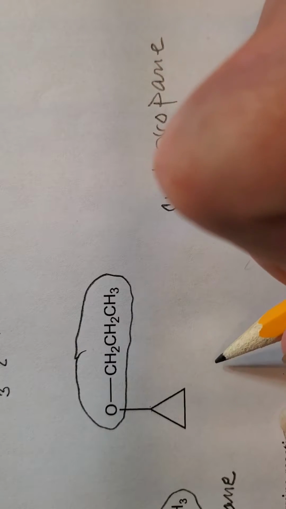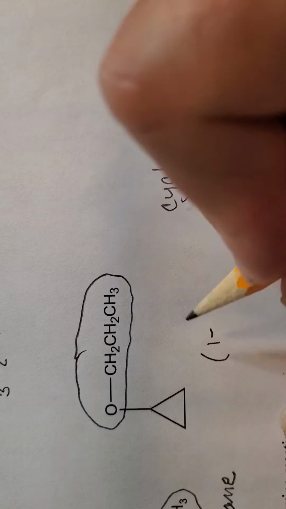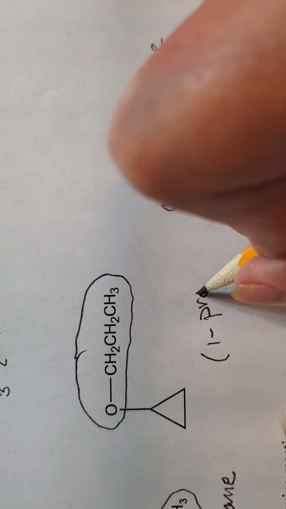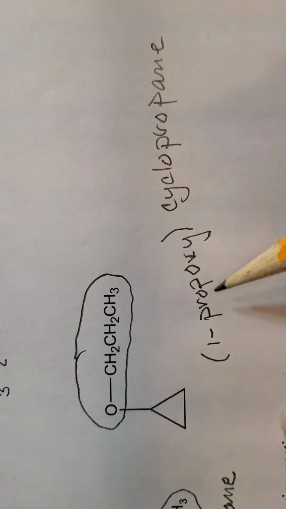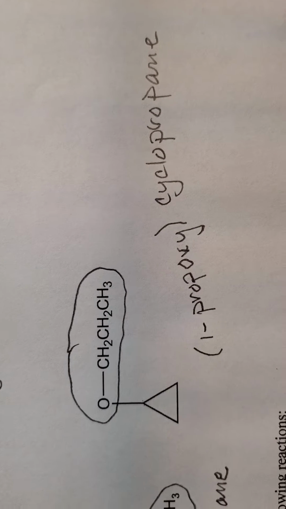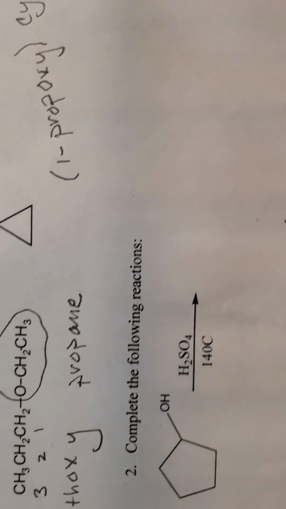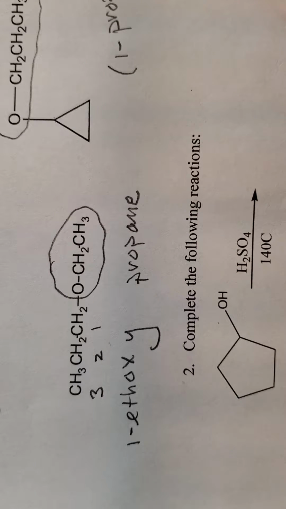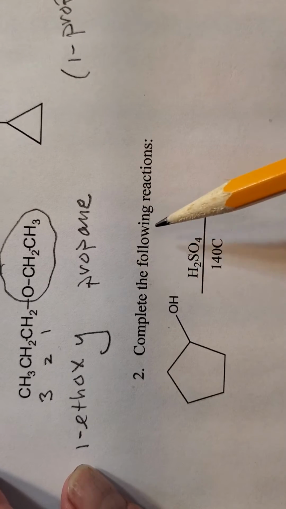So this is going to be in parens 1 propoxy, 1 propoxy cyclopropane. Okay, good. We're done with naming the structures. Now let's go on to the reactions. Okay, complete the following reaction.